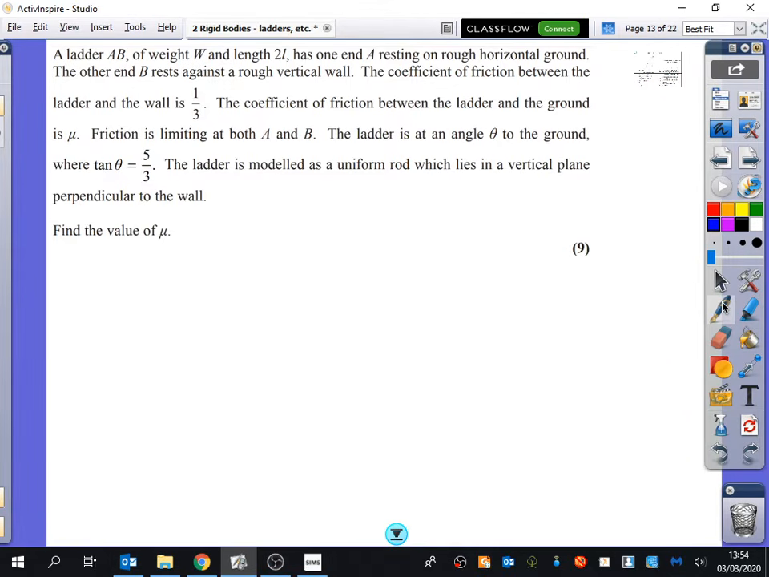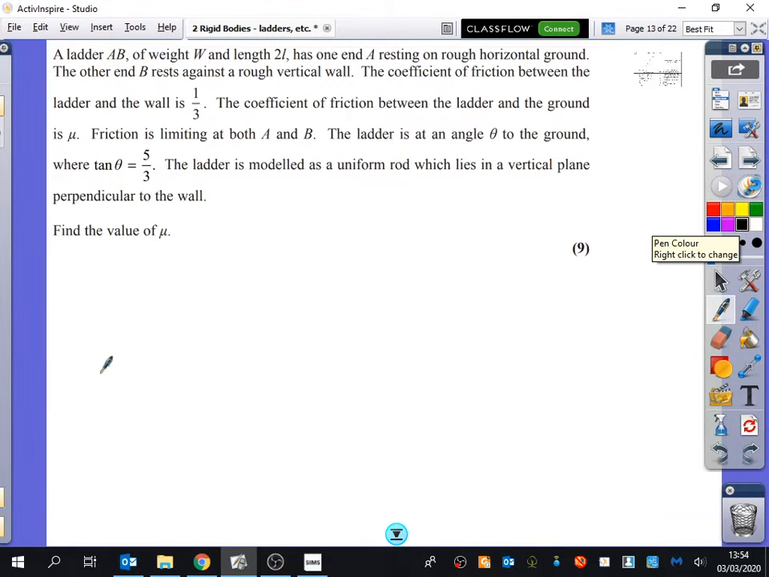The coefficient of friction between the ladder and the wall is 1/3. The coefficient of friction between the ladder and the ground is mu. Friction is limiting at both A and B, which is good, because that means we can just use F equals mu R. The ladder is at an angle theta to the ground, where tan theta is 5/3. So you can now see in that previous one where I created a tan theta, this is going to save us a bit of time because I'm never going to have to do anything with the sine and cos. The ladder is modelled as a uniform rod, which lies in a vertical plane perpendicular to the wall. Find the value of mu. So it's pretty similar to the previous one, okay?